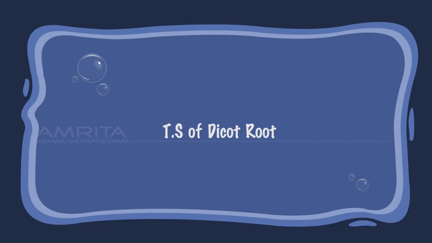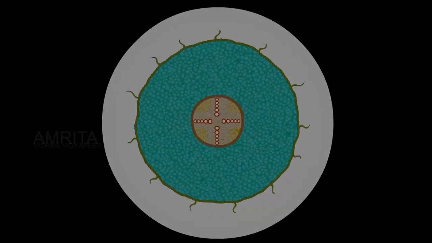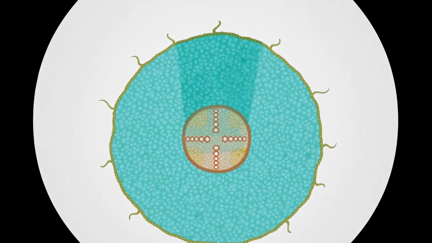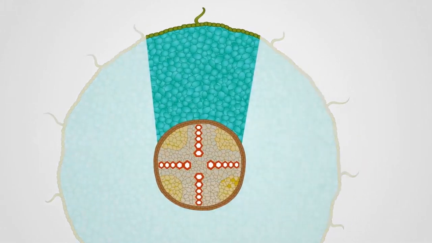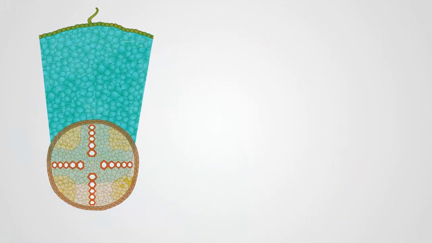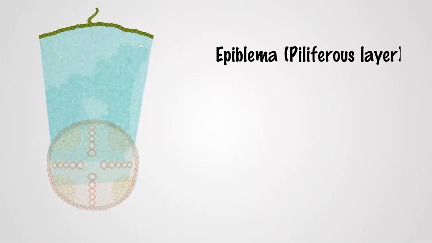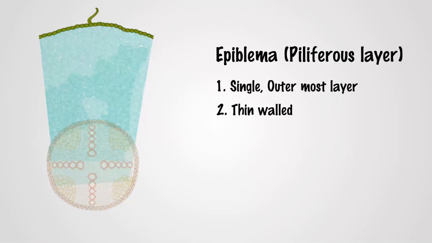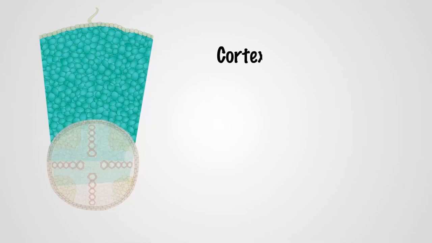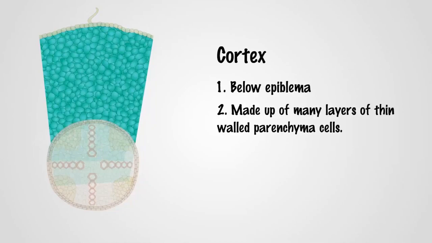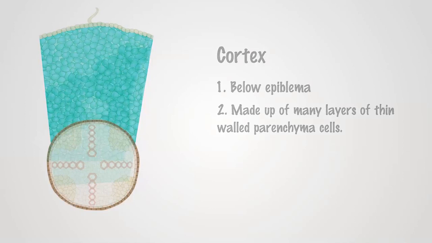TS of dicot root. We can observe the TS of a dicot root through the microscope. Dicot root has a single outermost layer of thin-walled, compactly arranged cells called epiblema. Some cells of epiblema bear thin-walled, tubular outgrowths called root hairs. Cortex lies below epiblema and is made up of many layers of thin-walled parenchyma cells.